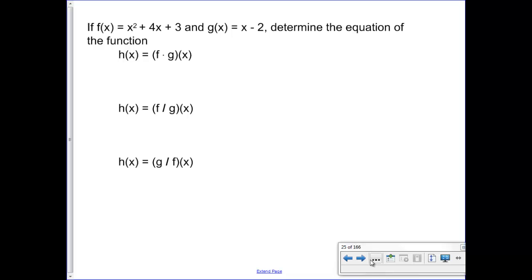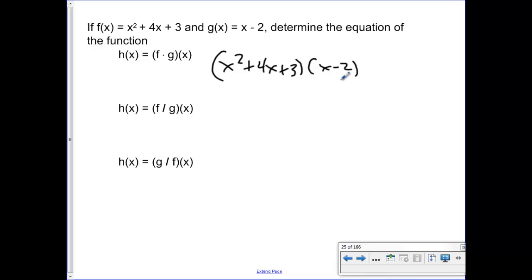Let's do these equations first, though. Let's say I gave you this equation here. What kind of equation is this? If we took a linear graph, this notation basically means multiply them. So here's how that might look. Take x squared plus 4x plus 3 and multiply it by x minus 2. How do I put this in standard form?